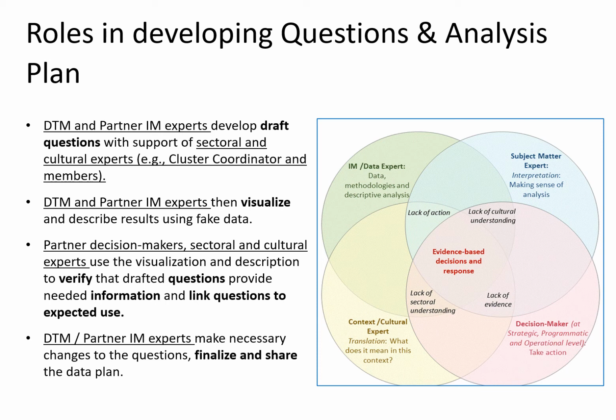This is the planning phase, and that's the importance of doing this before data is actually collected, because at the planning phase, things can still be changed and adapted so as to have better results. Then the decision makers, sectorals, and cultural experts of the partner use the visualization, look at the description that the IAMs have done, and verify that the drafted questions indeed provide the information they wanted, and link each question to expected use. Finally, DTM or the partner IAM experts, if they have it, make necessary changes to the questions, finalize, and share the data plan.